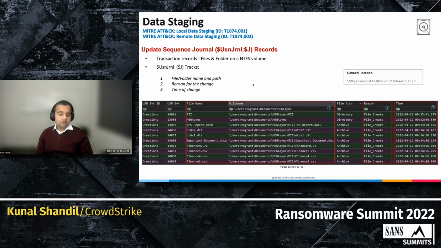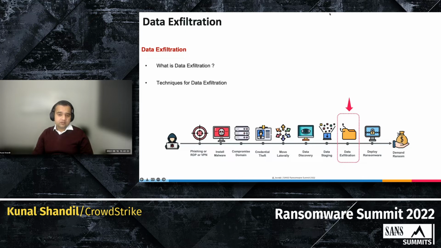After the data staging is complete, the threat actor will proceed to the next phase, which is data exfiltration. In this phase, the threat actor will start moving the data out of the environment, and in that process they use multiple different techniques. In this talk, we will be covering only cloud systems where the threat actor will try to upload the exfiltrated data. And in the next few slides, I will be discussing the different Windows and third-party application logs which will be created during this process.